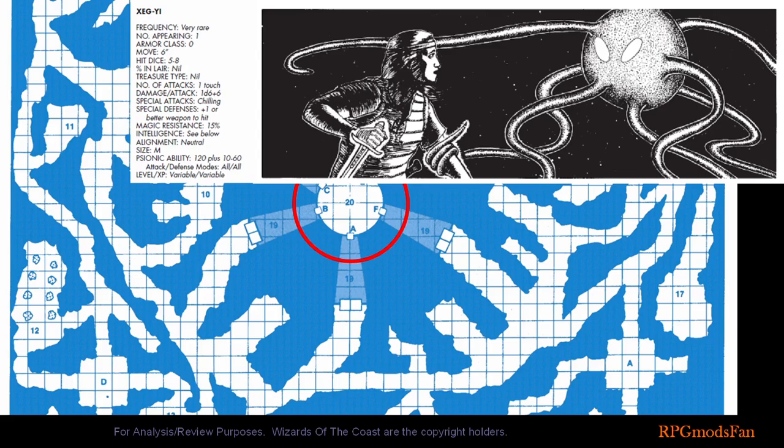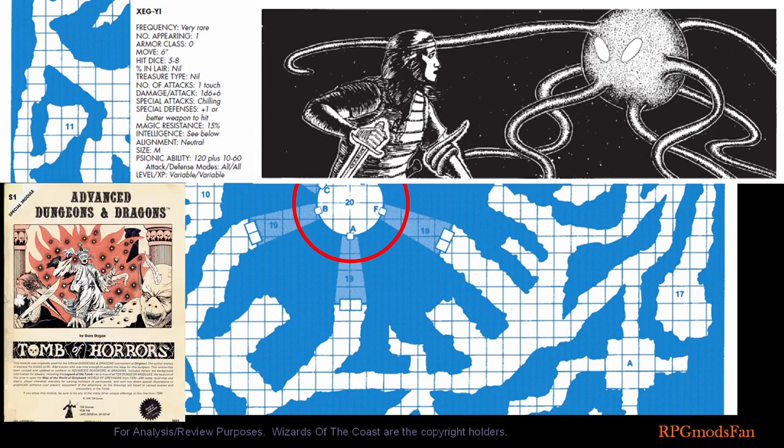A creature from the negative material plane, its touch and energy blast can destroy wood, clothing, leather, and metal. Just like in Gary's iconic S1, Tomb of Horrors module, adventurers in this module may end up exiting it buck naked.